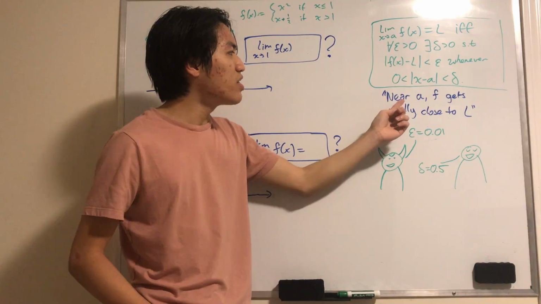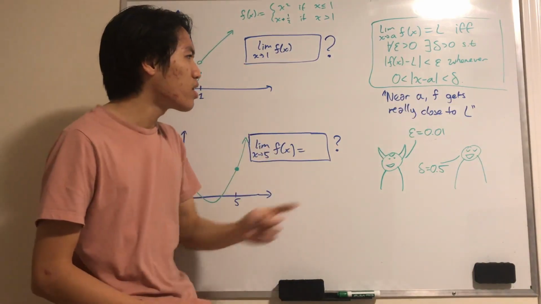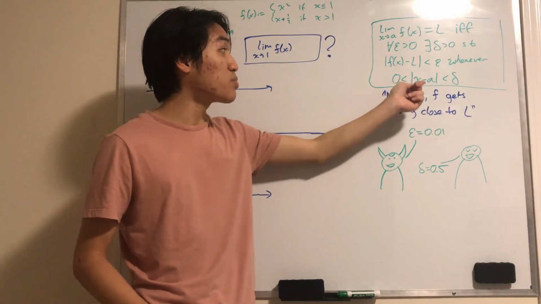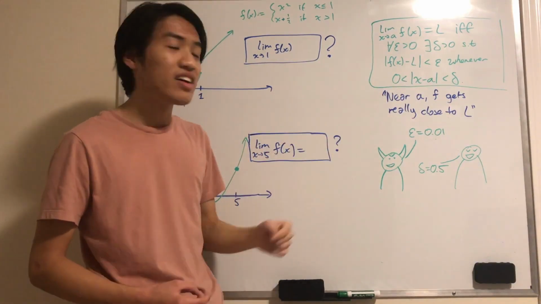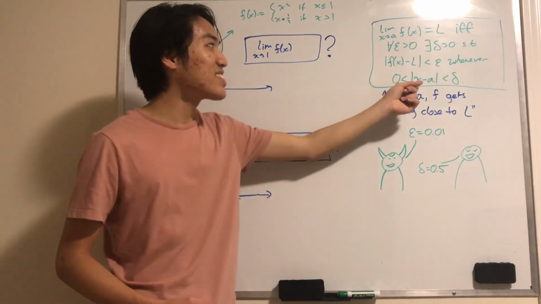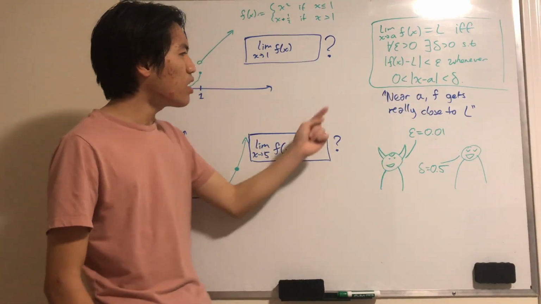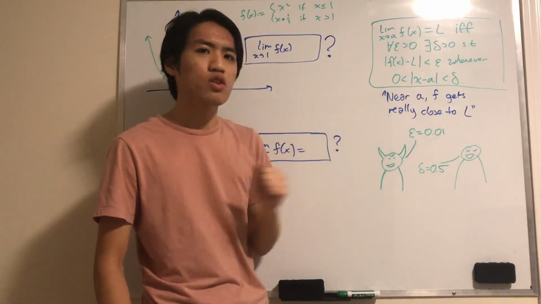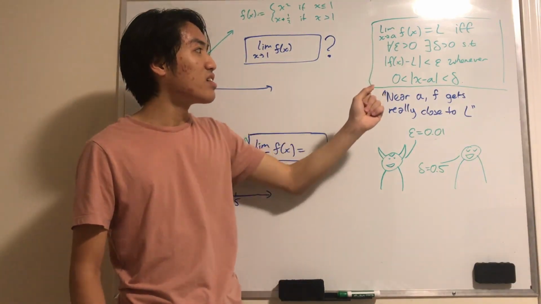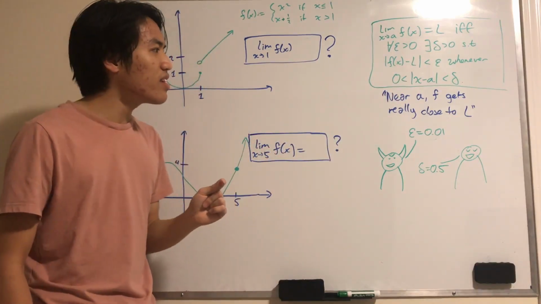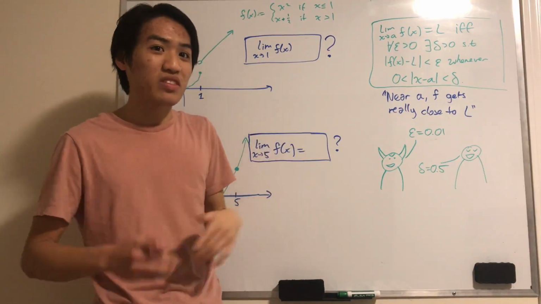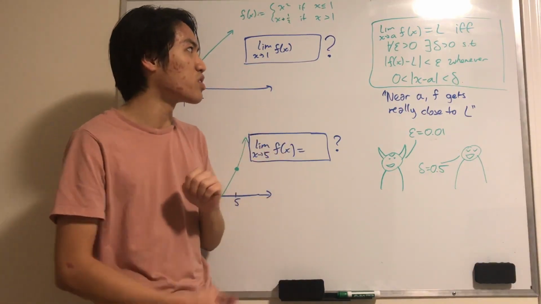Let's look at this part. Near a. Oh, it's this part right here. So what is this saying? The absolute value of x minus a, or the distance from x to a, is less than delta. In other words, well, x is near a. Let's look at this next part. F gets really close to L. Well, that corresponds to this part here, where the absolute value of f of x minus L is less than epsilon. And the idea is epsilon and delta are probably going to be really small numbers because when we talk about the limit, we talk about getting closer and closer.